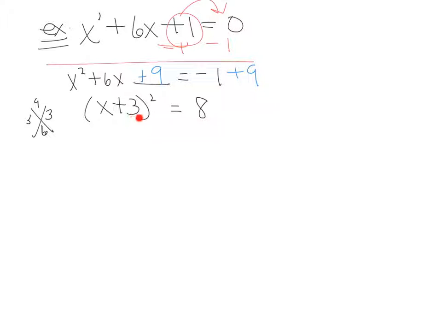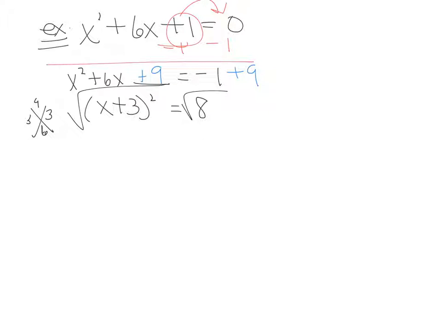I hope you're noticing that this number is always the half of your b, half of your middle term. So this number inside your parentheses is always half of this. So if you want to skip doing that and memorize that, you can also do that. That's fine. All right, what am I going to do now? I'm going to get x by itself. So what am I going to do first?